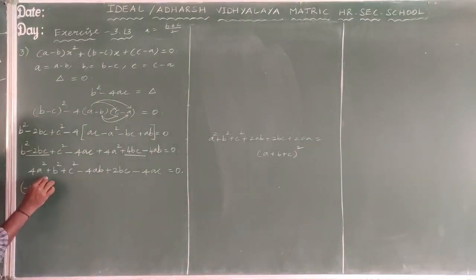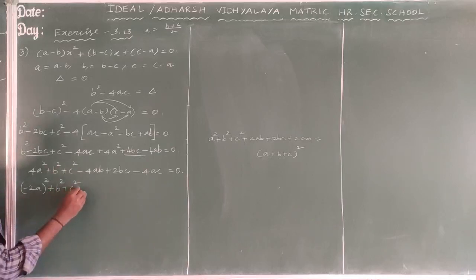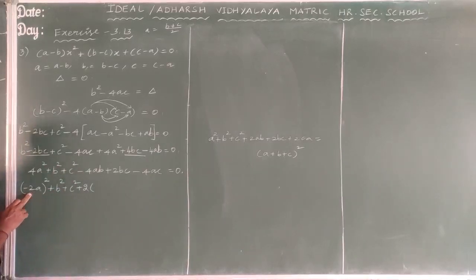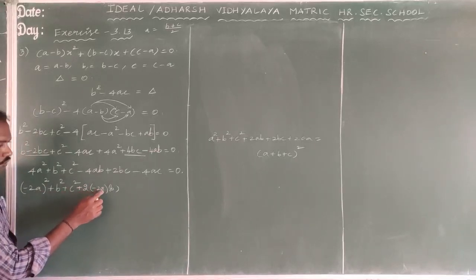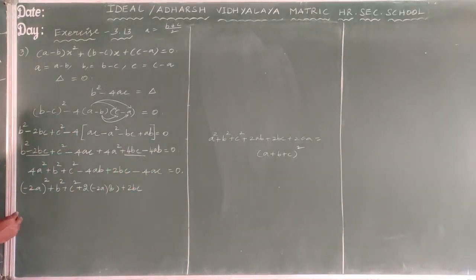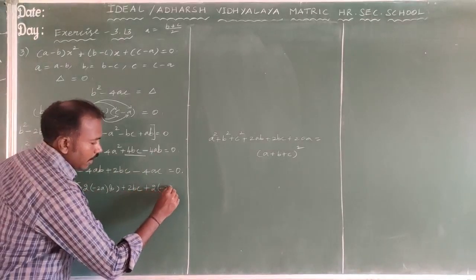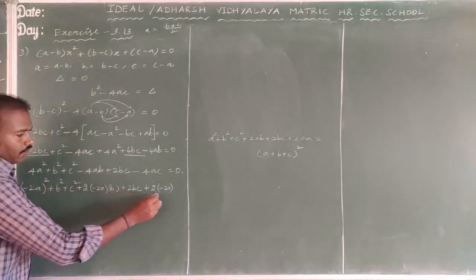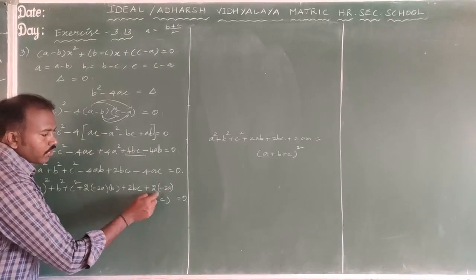Here we write minus 2a the whole square. Minus into minus is plus, 2 twos are 4, so a square plus b square plus c square plus 2ab: 2 into a, where a is minus 2a, into b, that is plus, minus into minus plus, 2 twos are 4, so 4ab. Here 2bc has no change, it remains the same. Last time, plus 2 into ac, a is minus 2a into c, that is equal to 0. Plus into minus minus, 2 twos are 4, a into c, ac.